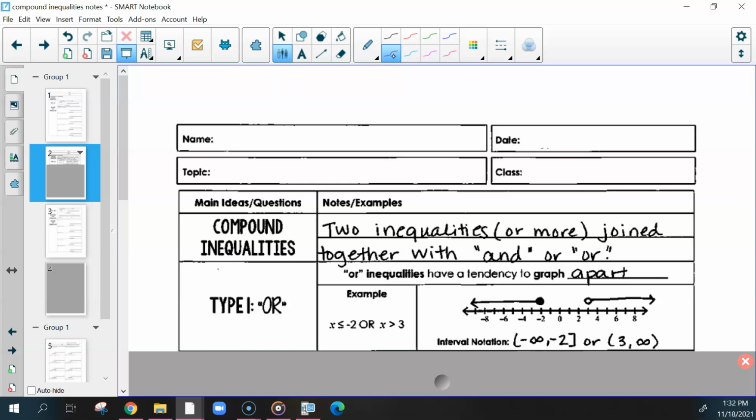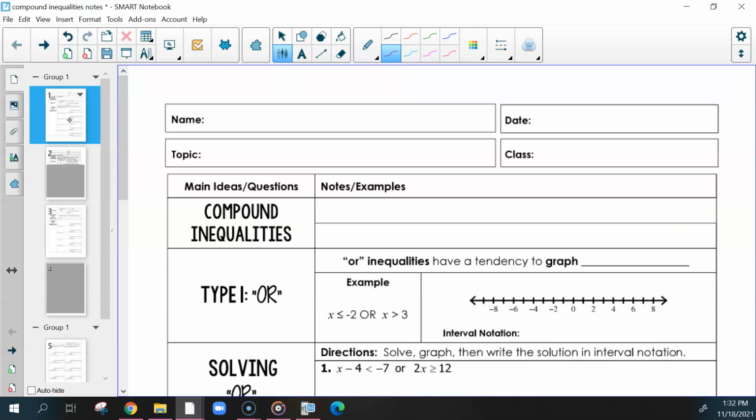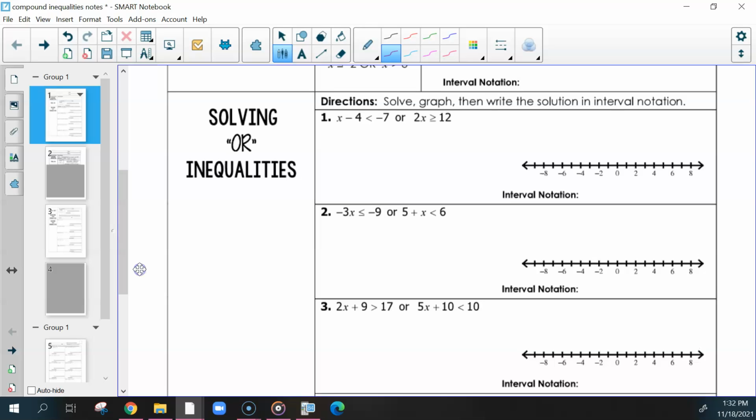So we're going to go through a few of these examples together in this video. What we're going to do is solve both sides. They could be similar inequalities, they could be completely different, like number 1, and that's fine. So I would solve the first side just like normal, add 4 to both sides. And then in the second one, I would divide both by 2. Remember, if you multiply or divide by a negative, you have to change the direction of the sign.